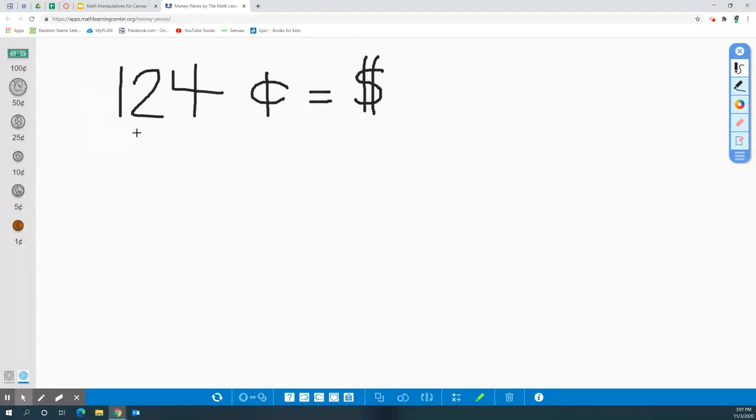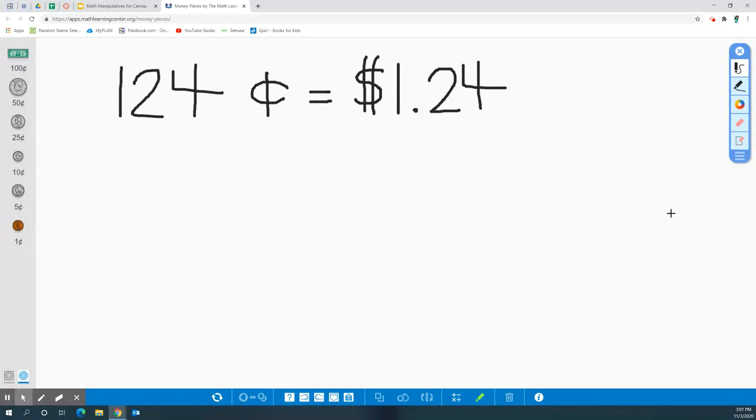Now, if I look at the number 124, I know that my hundreds tab is just like my dollars. So I'm going to put my dollar right here. And then I remember that I have to put something to separate my dollars from my cents. Do you remember what it's called? It's called a decimal point. So it's a dot, kind of like a period, but in math it's called a decimal point. Now I can write 24.